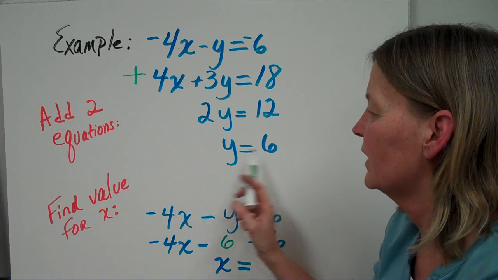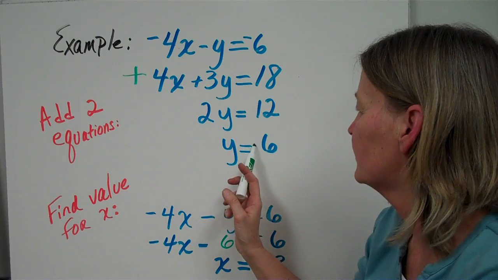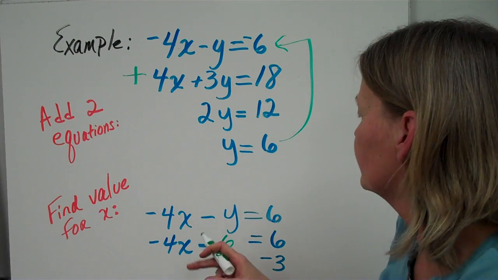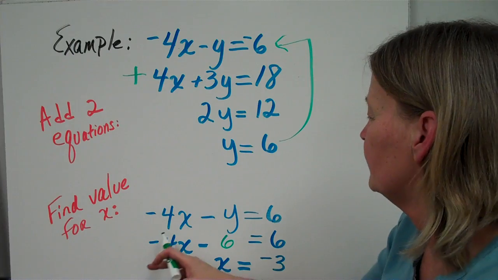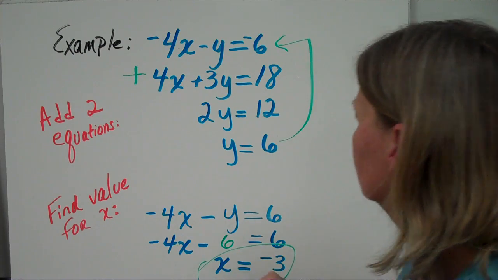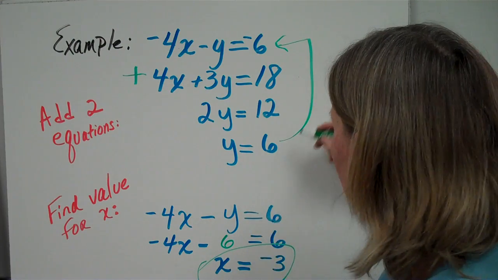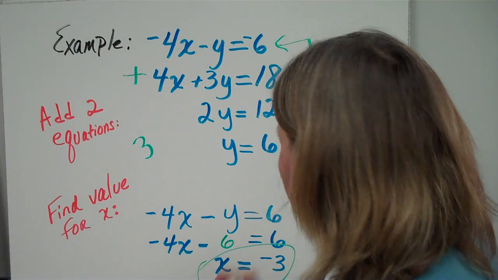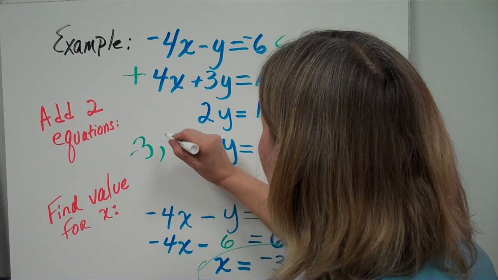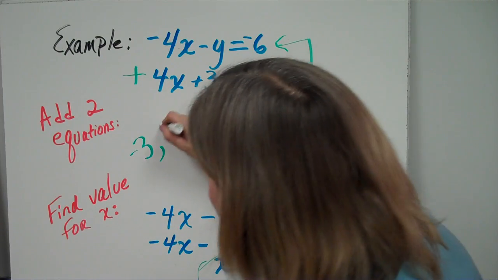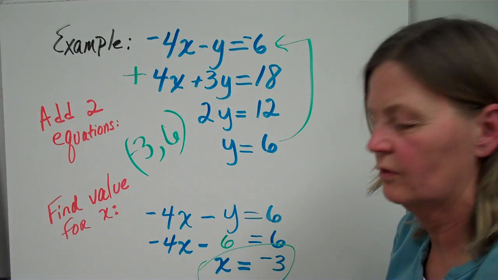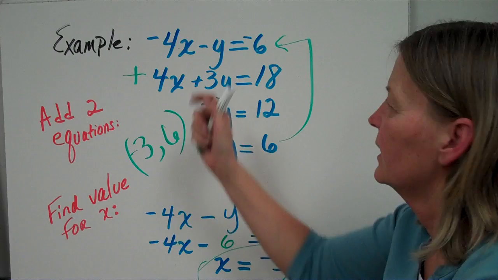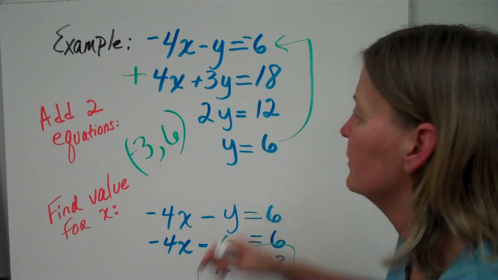And again, to find the value for x, we're going to take this 6 and put it right back up into one of the original equations, and do the math, and I get x is negative 3. So, again, always express your answer as an ordered pair. So the answer to this one would be (negative 3, 6). So that's the one solution, the one point that would solve both of these equations.